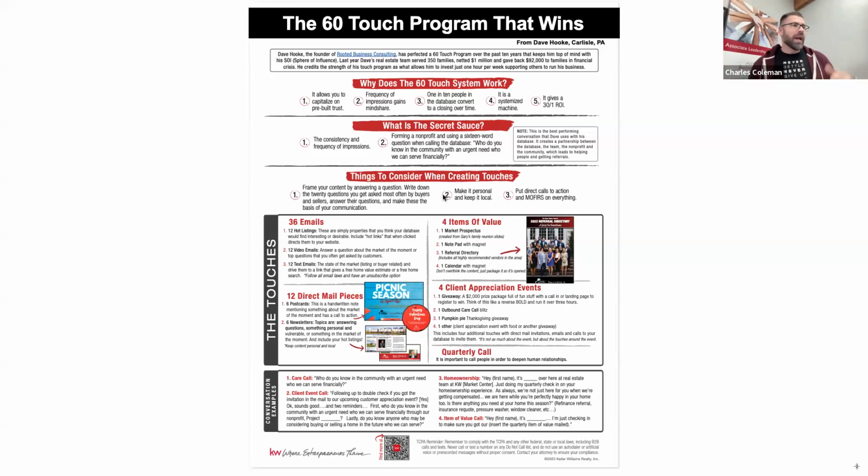People have vendors and they have people that are business owners, and they know that if they plug them, they are helping their people out. So they're going to be mostly plugging people. And if they don't have anyone, that's okay, because all we're doing is getting closer to emotional proximity to these people through systematic and strategic communication. It says this is the best performing conversation that Dave uses with his database. It creates a partnership with the database, the team, the nonprofit, and the community, which leads to helping people and getting referrals. And again, guys, that's why I think you can change it over to the vendor database.